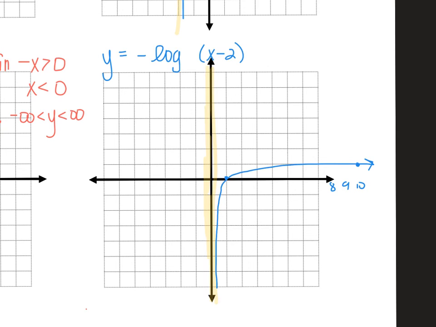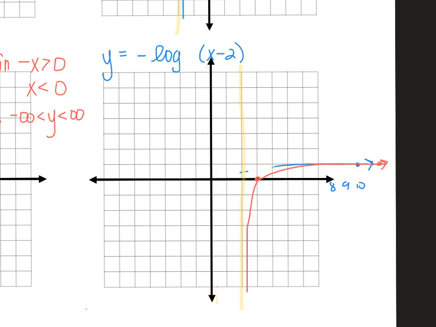Then you grab this whole thing, and 2 to the right is going to bump the whole thing over 2 to the right. So the asymptote will now be moved over 2 to the right, and the graph will be moved over 2 to the right as well. So everything is moved over 2 to the right, including the asymptote. So the new asymptote is now 2 to the right. That will affect our domain.